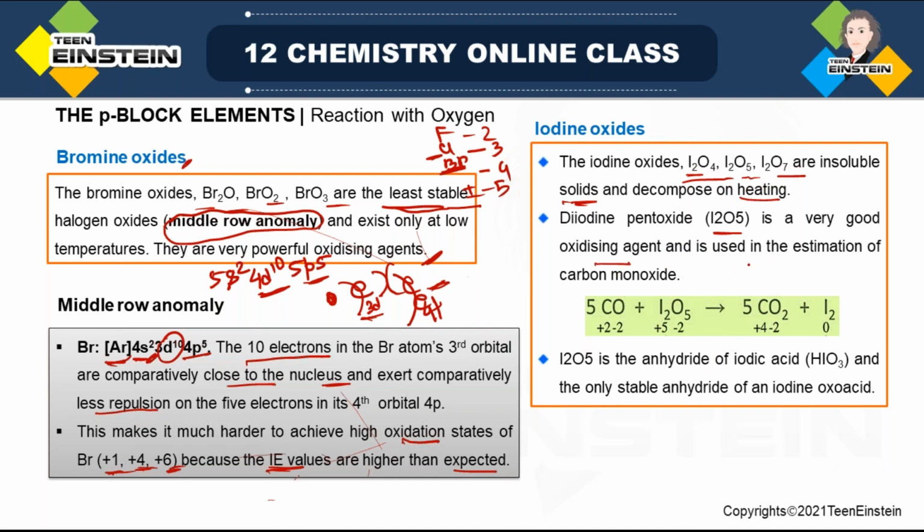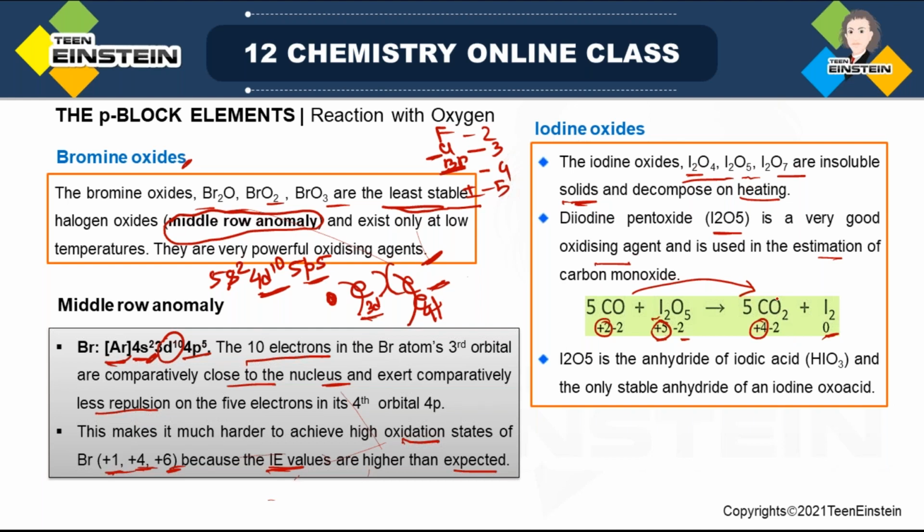It is so good an oxidizing agent that its application is estimation of carbon monoxide gas. In I2O5, the oxidation state of iodine is +5, and after reaction CO is oxidized to CO2, oxidation state +2 for carbon, but now it is +4. So from +2 to +4 it is oxidation. And which is the oxidizing agent? I2O5 is the oxidizing agent, and iodine itself is changing its oxidation state from +5 to 0 by gaining electrons from carbon monoxide. So this is the reaction by which we can estimate carbon monoxide.